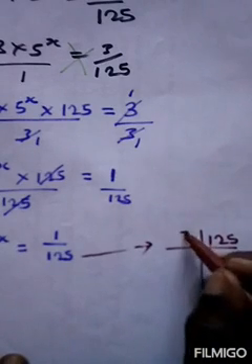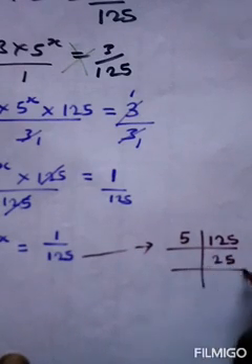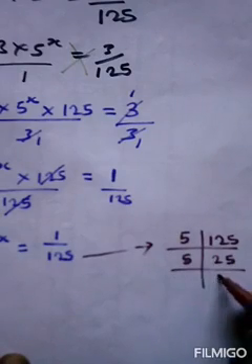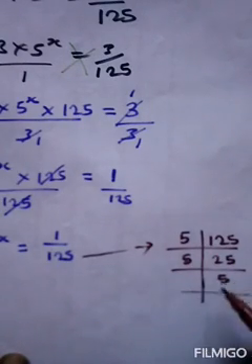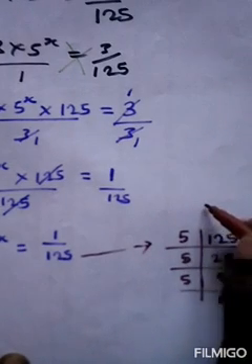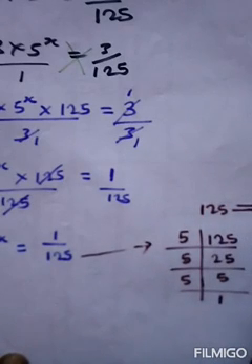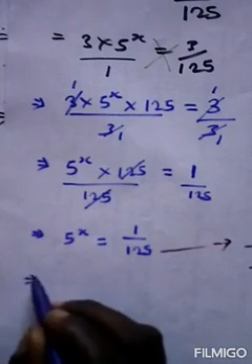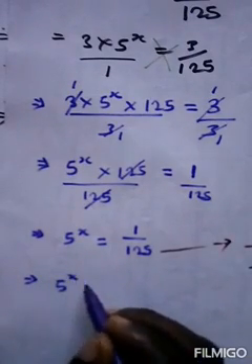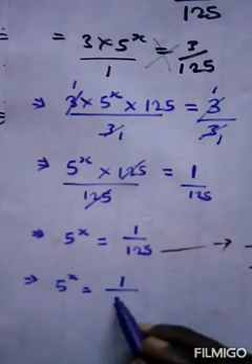So let me try with 5. How many times does 5 go into 125? It goes 25 times. Can the same 5 still go into 25? Yes, 5 times. Can the same 5 go into 5? Yes, 1 time. So I realize that 125 in indices form is the same as 5 to power 3. So I come back to my question and say 5 to power x is the same as 1 over, now no longer 125 but 5 to power 3.